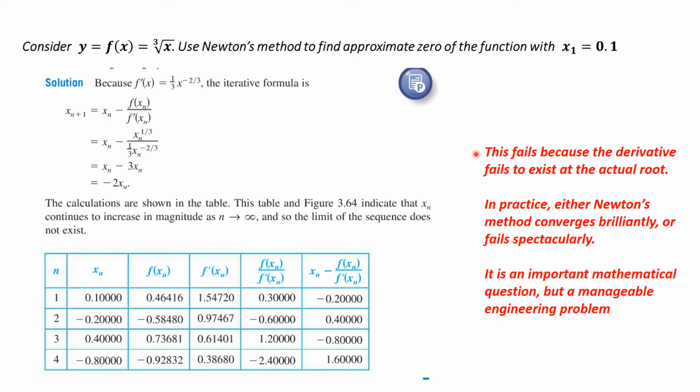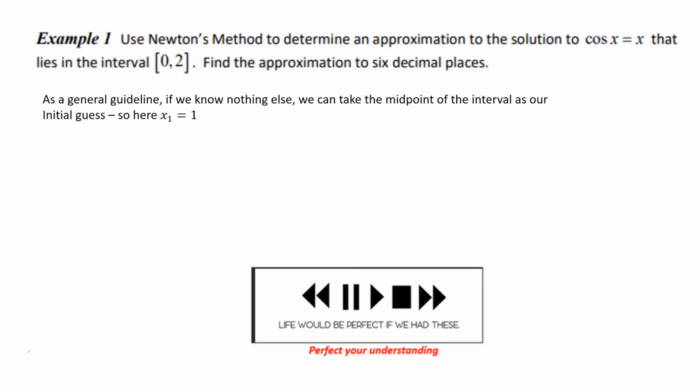Now, the reason this fails is because the derivative fails to exist at the actual root. You see, the real solution of f of x equal to 0 is x equal to 0, and the derivative has x in the denominator, so the derivative is not going to exist, and that's why this fails. Now, in practice, what engineers will find is either Newton's method converges brilliantly or it fails spectacularly. This is an important mathematical question, but because of what I said, just try it and see what happens. It's a pretty manageable engineering problem.